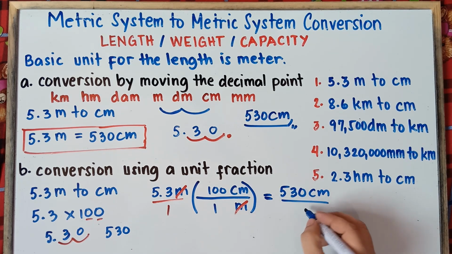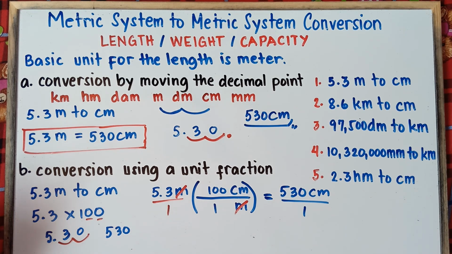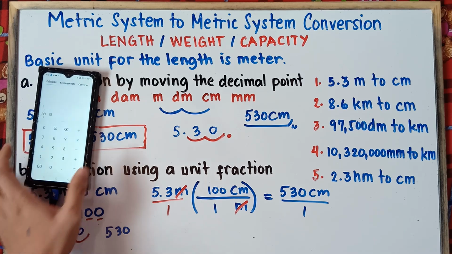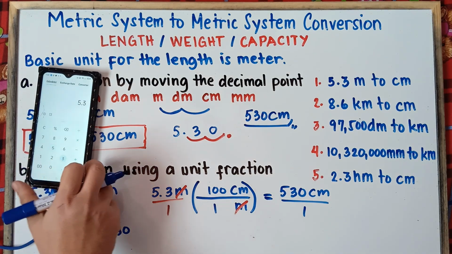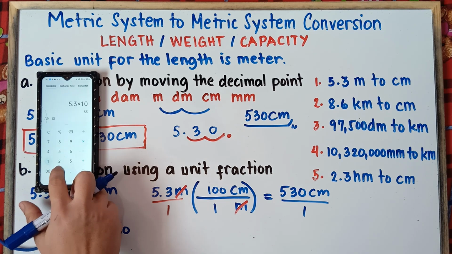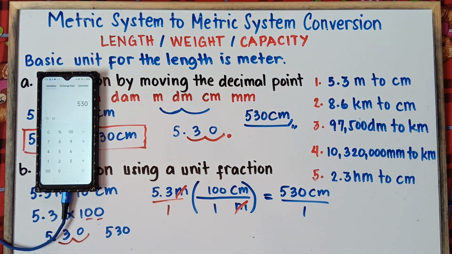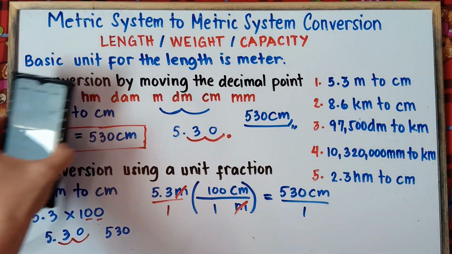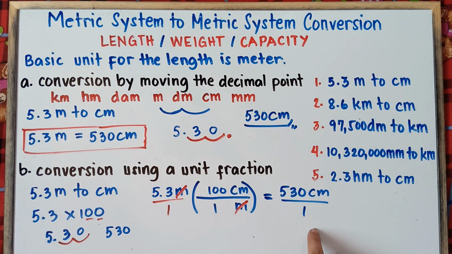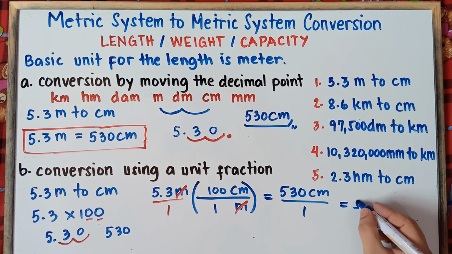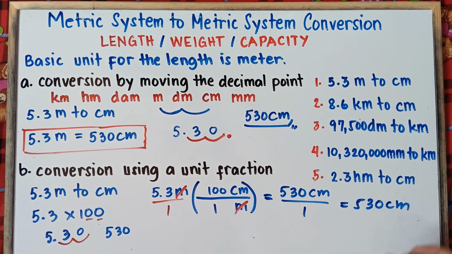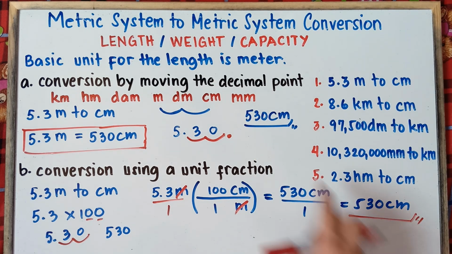Over 1 times 1, that's 1. So you can use your calculator, class. If the teacher will allow you to use a calculator, good thing for you. You can just simply multiply 5.3 times 100. Of course, you will get the same answer, 530. Then 530 centimeters divided by 1, the answer is 530 centimeters. So you will have the same answer, class.